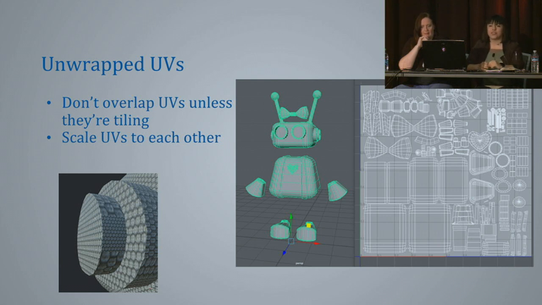So you want to make sure that your UVs are scaled to each other. So if you have something that's tiny, its UVs should be small. And if you have something larger next to that model, the UVs should be bigger because they take up more space.